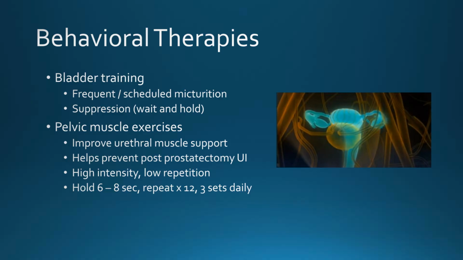There's behavioral therapy for the bladder. The University of California, San Francisco has a really neat website that brings out interventions for urinary incontinence. It is recommended to have frequent and scheduled urination, or micturition. A lot of times, you go every 2 hours, whether you need to go or not. That's called scheduled toileting. You can also do suppression. If you feel like you have to go, you just hold it and wait until it passes.